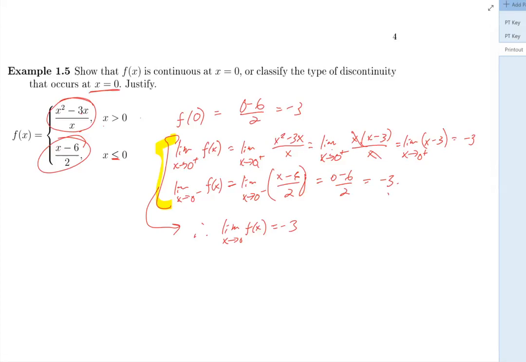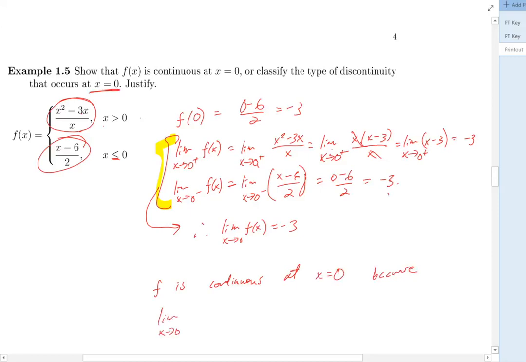Okay? And then what I could do is I could say, oh, then I'm going to use the official definition. So f is continuous at x equals 0, because at x equals 0 you have to be specific. It's not just continuous everywhere, it's at a specific point that you're proving. So f is continuous at x equals 0 because, and then you just basically quote the definition. The limit as x goes to 0 of f of x is equal to f of 0.